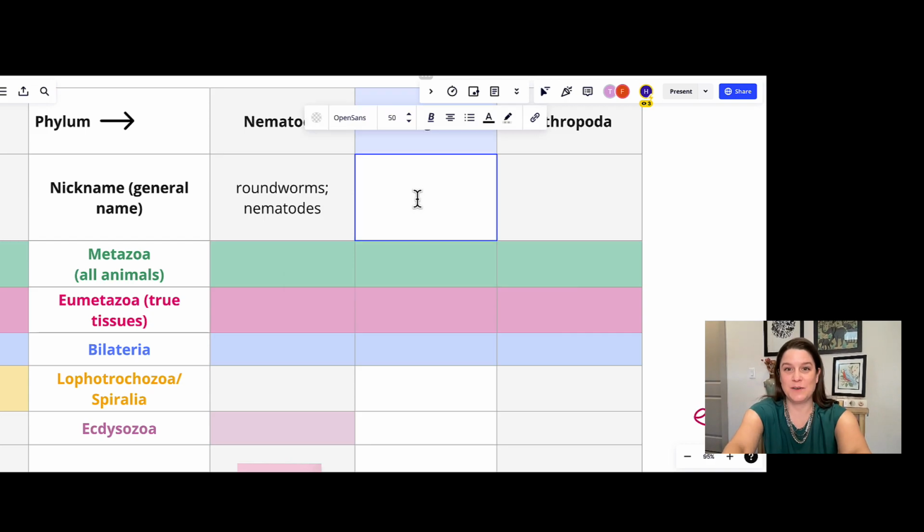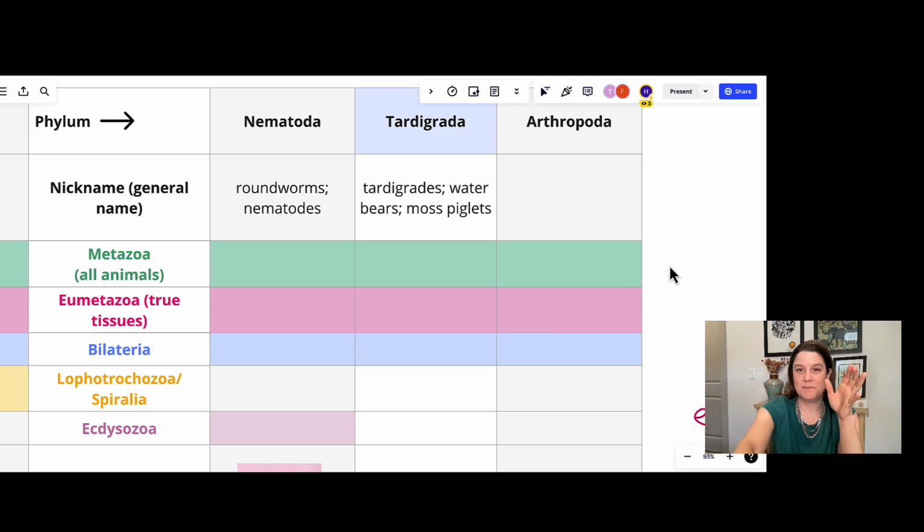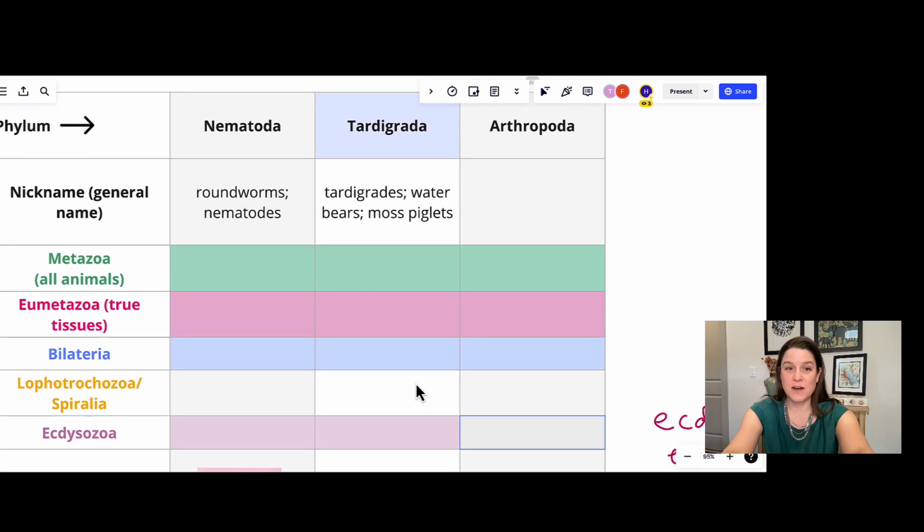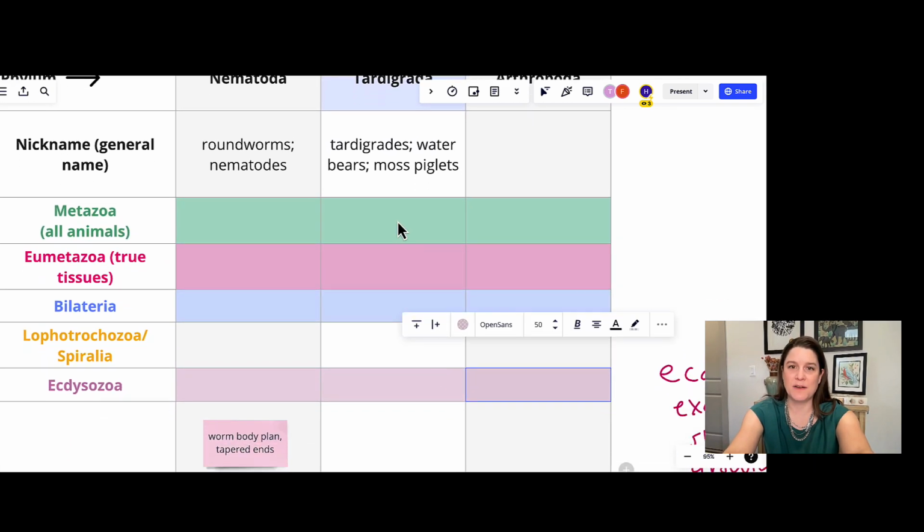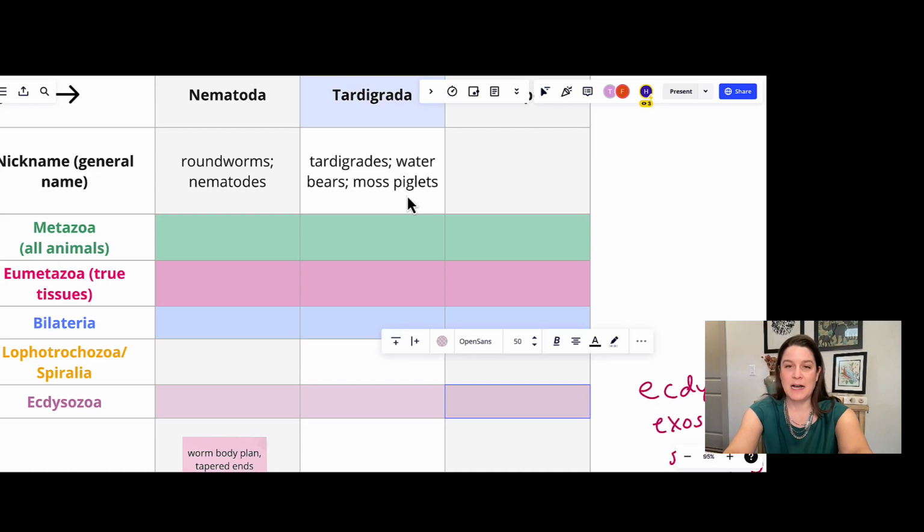So tardigrada, that's the phylum, tardigrades. You can also call them water bears. Sometimes they call them moss piglets. They're microscopic, pretty much brownish and see-through. These are ecdysozoans, so are the arthropoda. Obviously, I grouped them together in this little set.